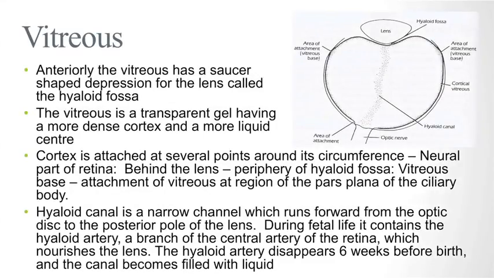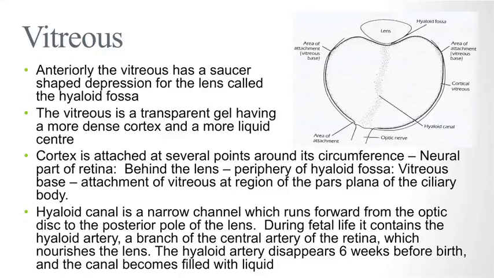Anteriorly, the vitreous has a saucer-shaped depression for the lens, called the hyaloid fossa. The vitreous is a transparent gel having a more dense cortex and a more liquid centre. Cortex is attached at several points around its circumference: neural part of the retina, behind the lens, periphery of the hyaloid fossa, and the vitreous base, the attachment of the vitreous at the region of the pars plana of the ciliary body.